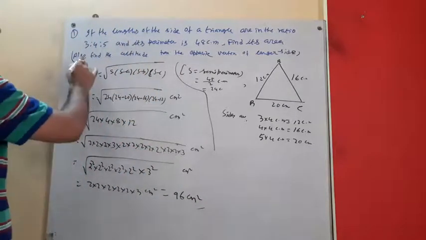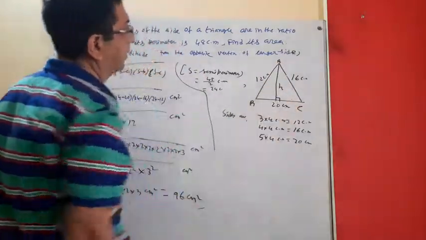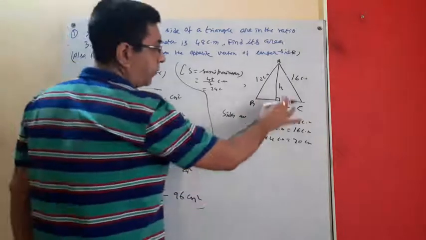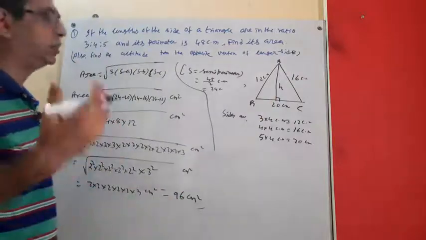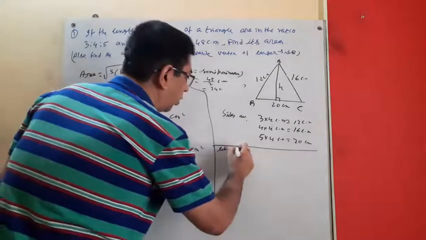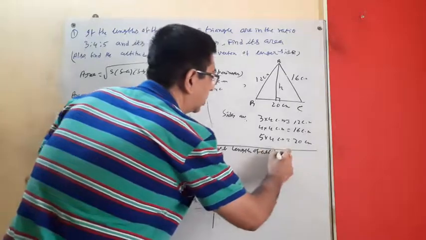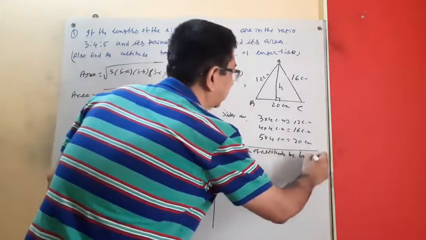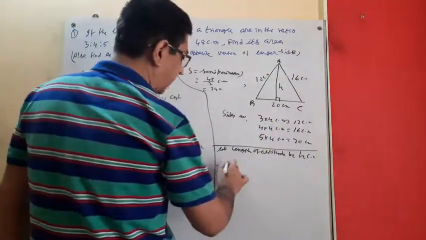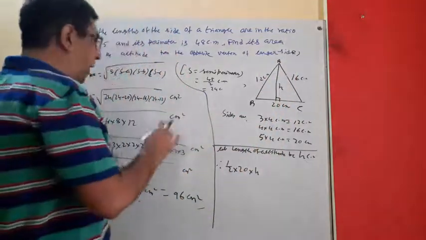Now we also have to find the altitude from the opposite vertex of the larger side. This is the larger side, and this is the altitude you have to find out. That is the height of the triangle. What will I do? Let the length of the altitude be h centimeter. Now you can consider the larger side as base and this as height. Therefore half into 20 into h, half into base into height. Why? Altitude means perpendicular to the base.